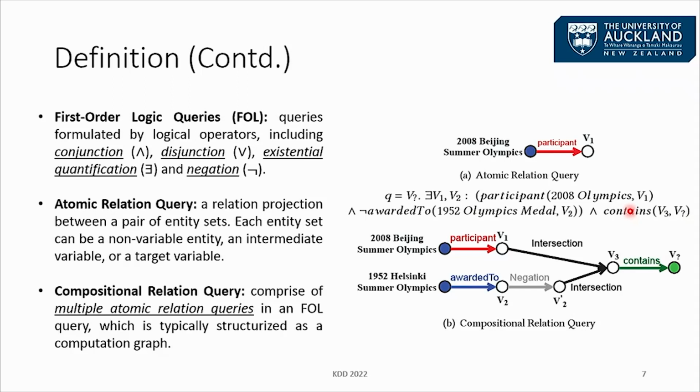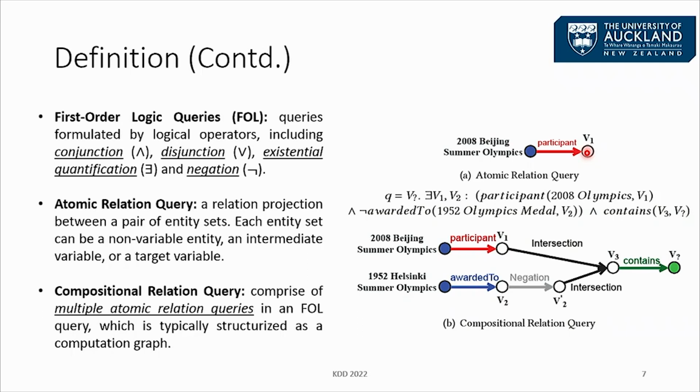So let's try to look over some of the terminologies. So what are first order logic queries? Over here we have an example. So we know the 2008 Beijing Summer Olympics was held in Beijing, China. And then what are the participant countries in this Summer Olympics? So V1 is actually a set of countries that participate in these Olympic events. And for this type of query, in terms of knowledge graph terminology, what we do is just perform a relational projection. So given this Summer Olympics entity, from there we want to perform a relational projection such that we will land at exactly the correct set of countries in the representation space. And since this only requires one relational projection, we refer to it as an atomic relational query.